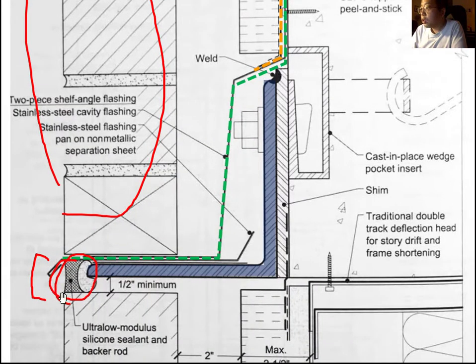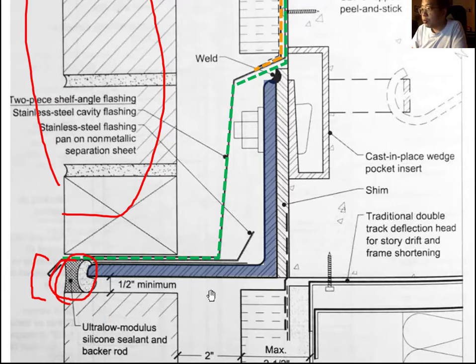To make the expansion joint, you remember why we need it: because of lateral forces and thermal expansion and shrinkage. So that's why you have to provide the expansion joint, to protect against vertical cracks.